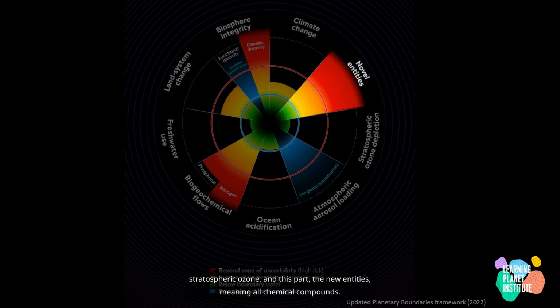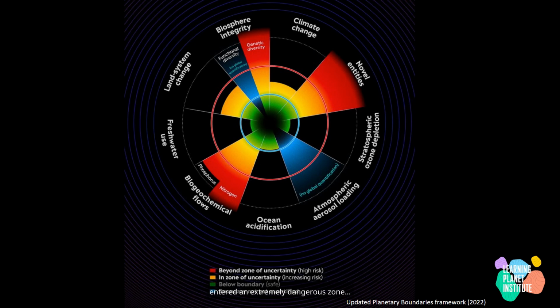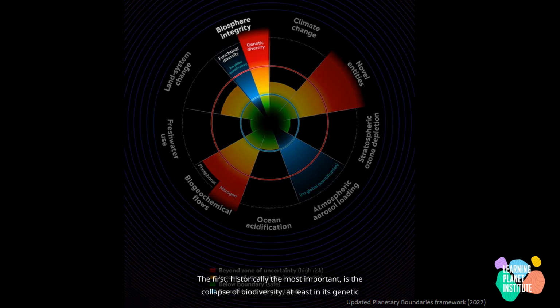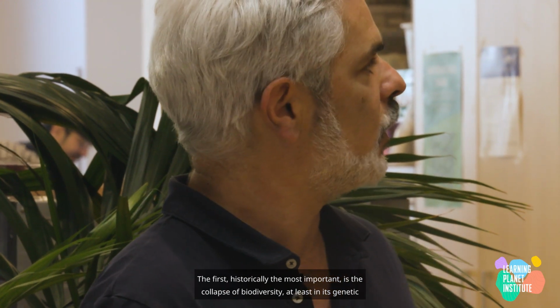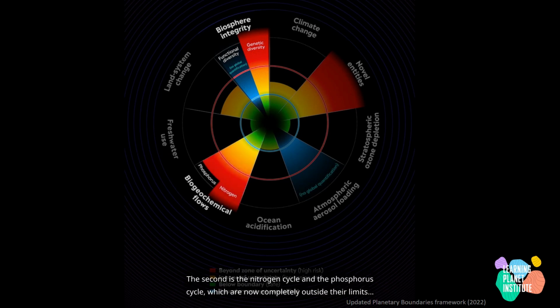all chemical compounds. As we can clearly see on this model, we now have 3 limits that are very formally exceeded and have indeed entered an extremely dangerous zone. The first, historically the most important, is the collapse of biodiversity, at least in its genetic component. The second is the nitrogen cycle and the phosphorus cycle, which are now completely outside their limits. There is far too much nitrogen and phosphorus accumulating over time, especially in rivers, lakes and seas.